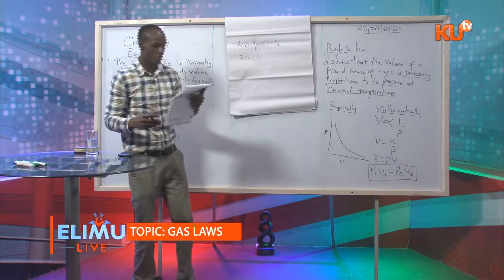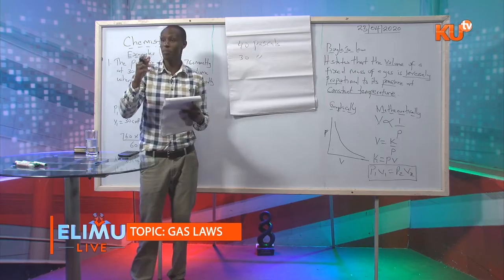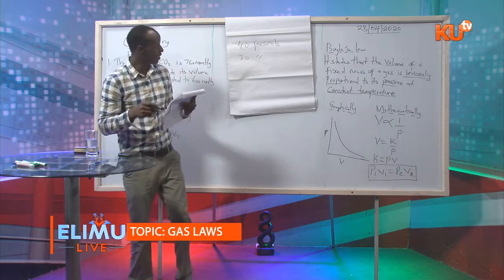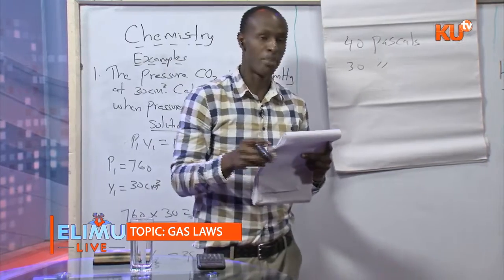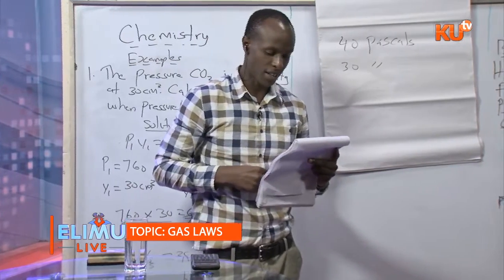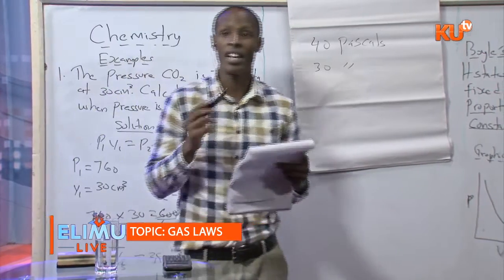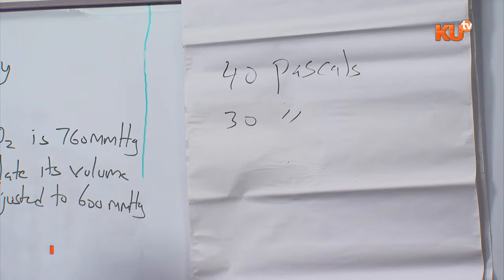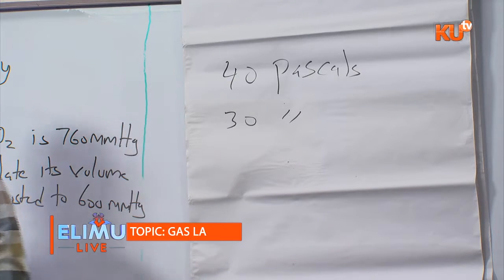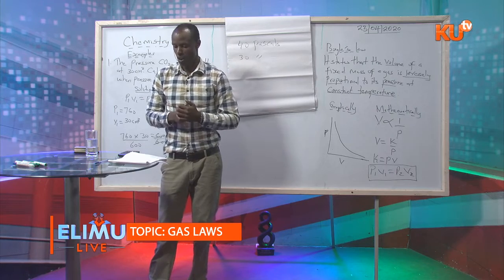What will be its volume if the pressure is reduced to 30 pascals? Let me repeat it again. Nitrogen gas occupies a volume of 20 liters at a pressure of 40 pascals. What will be its volume if the pressure is reduced to 30 pascals? You can attempt that, and if you have any inquiry, always use the numbers under your screen to forward your questions.